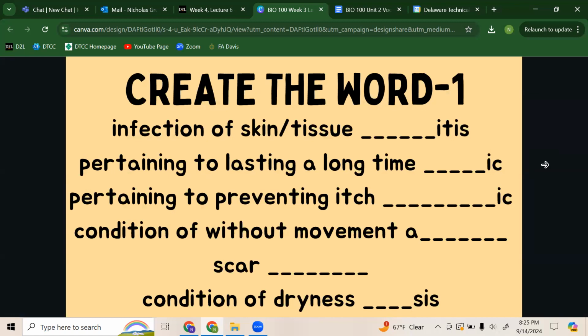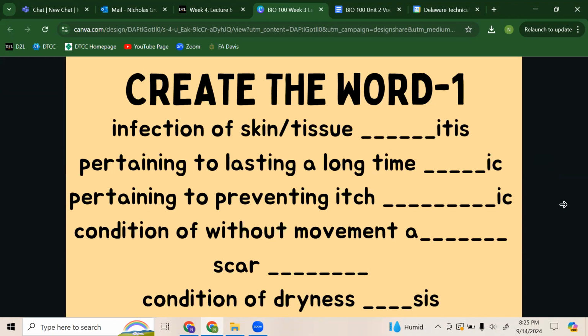Pertaining to lasting a long time. So our IC suffix is pertaining to, and this one is going to be chronic. Pertaining to preventing an itch. Again, our IC is pertaining to, and our answer is going to be antipruritic. So that's a PR, antipruritic. So you might have to look at your word list to be able to better spell that out.